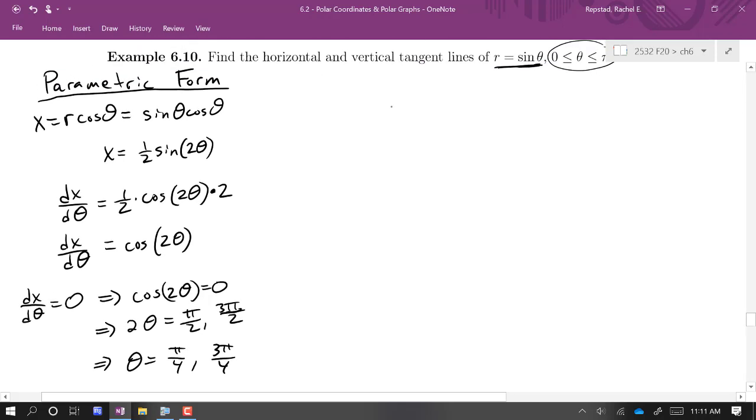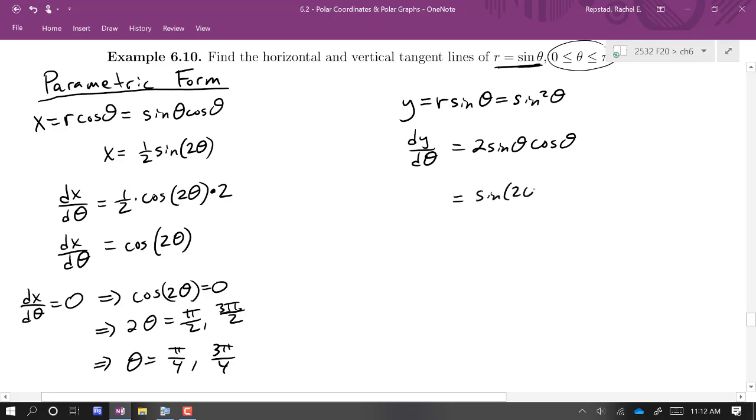All right, so that's for x. Let's do the same with y. y is r sine θ. So that's sine θ times sine θ, or sine squared θ. And dy/dθ, using the power rule here, is 2 sine θ cosine θ. And we could use the double angle formula for sine again. That's sine 2θ. Looking for horizontal tangents, we're going to set this equal to 0.